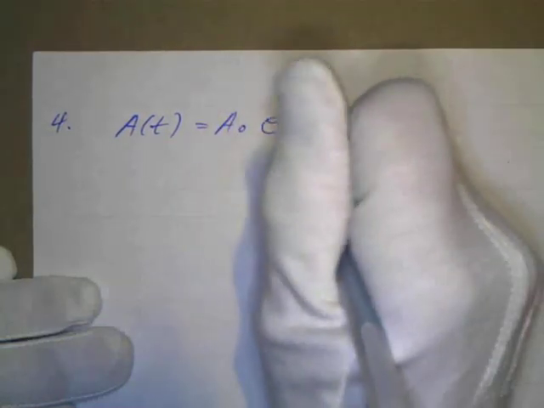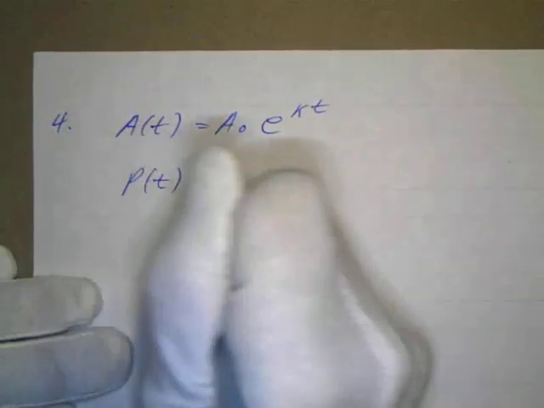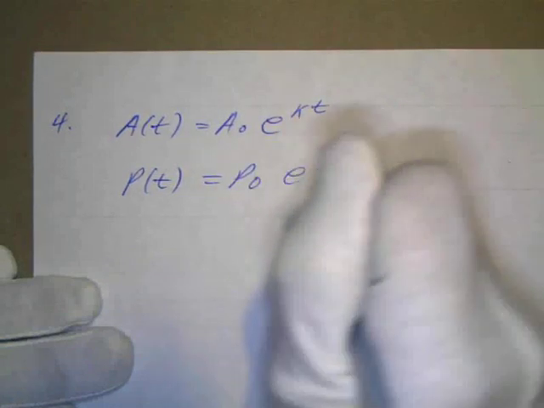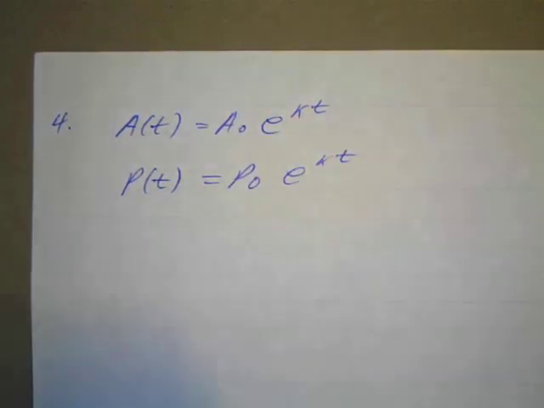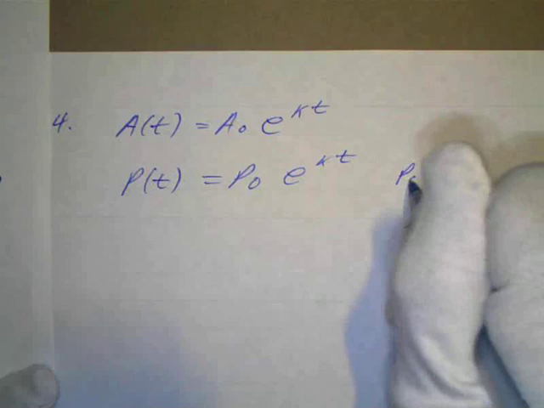So this is number 4 here. Use our basic formula: the amount at time t, or you can use the population, equals the amount at 0, e to the kt. Or you could write it like this: the population equals the initial population, e to the kt. And we know that for the fruit flies, we started with 1,200, so P sub 0, my population at 0, is 1,200.